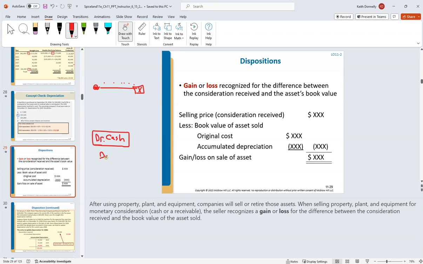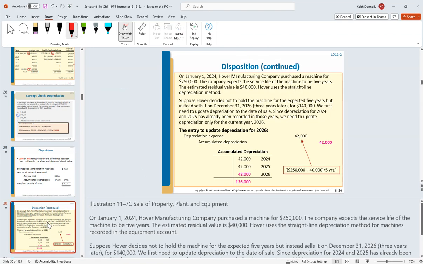So you're going to do debit accumulated depreciation, credit the fixed asset. You got to get that off the books. And whatever the difference is, you're going to have a loss, debit loss, or credit gain in there. Let's look at an example here.